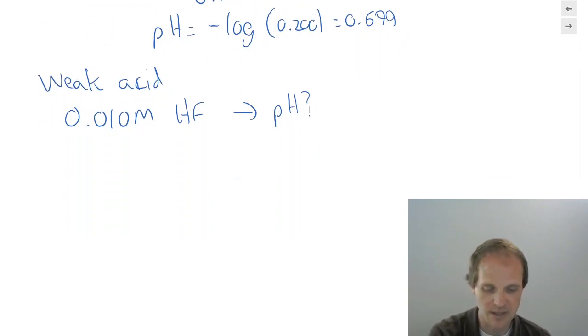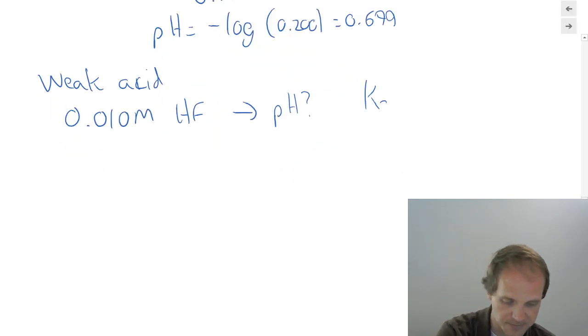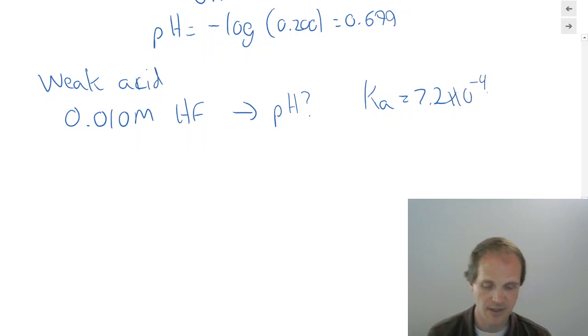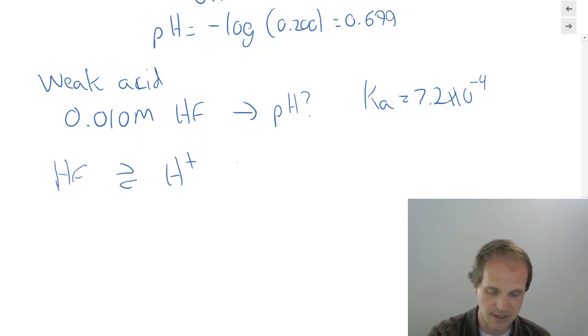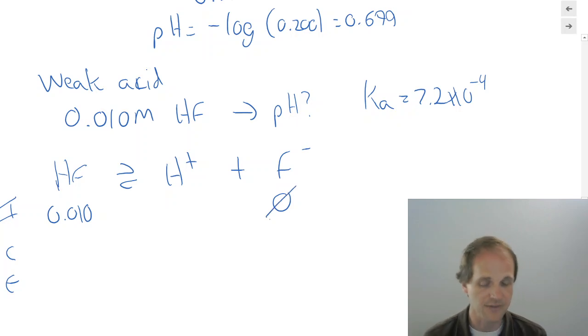But we know this is weak, and we know that its Ka value is what I said, which was 7.2 times 10 to the minus 4th. All right, so what do we do? Now we do our ice table. So we're going to have our standard here, HF goes to H plus and F minus. Our ice table is going to look like this. We start with 0.010 of this. We don't start with any fluoride ion.